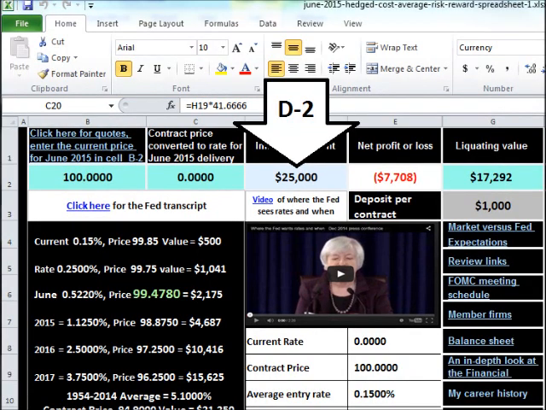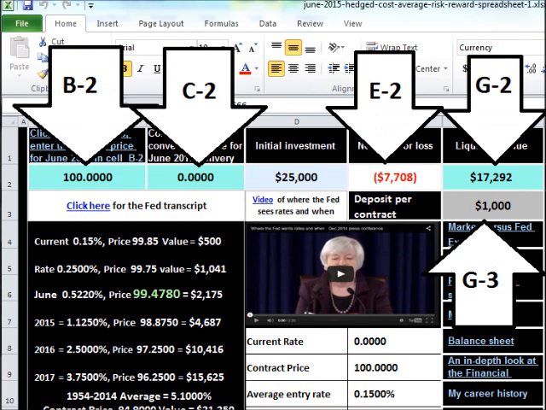The first thing you need to decide is how much to allocate towards this trade. In cell D2, it's currently showing $25,000. You can enter any amount in cell D2. In cell B2, I put in a contract price of 100, representing a rate in cell C2 of 0. 0, in my opinion, is the worst case scenario for Fed funds. Unlike bunds, treasuries, or Japanese government bonds that can and have gone below 0, the Fed funds rate really can't.